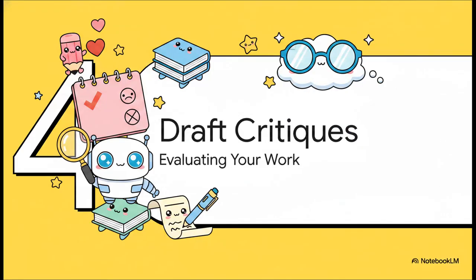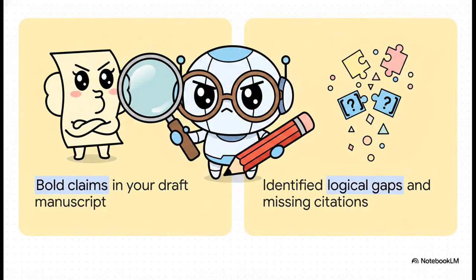Okay, section 4, critiquing your personal drafts. Now it's time to flip the script entirely. Instead of just critiquing the field, we are going to use the AI to brutally, but helpfully, critique our own writing. So many people completely miss this hidden power feature. Open a new notebook, upload all the literature sources you've cited, and then upload your own draft manuscript. Now ask the AI to evaluate you.